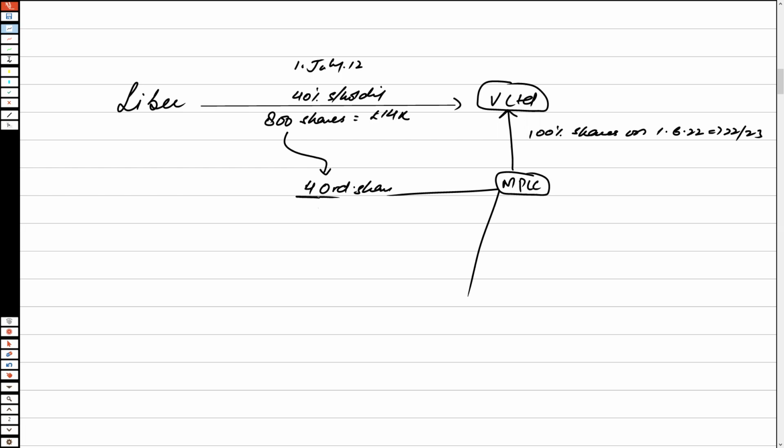Okay, 3,200 shares. He is going to receive 3,200 shares. These are the number of new shares which LIBOR received by MPLC, and the market value of these shares at the time of reorganization is 20. So effectively, a total worth of 64,000 is calculated.